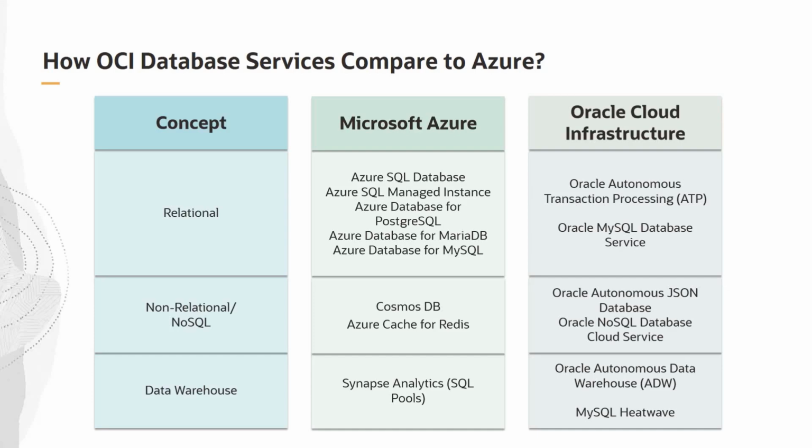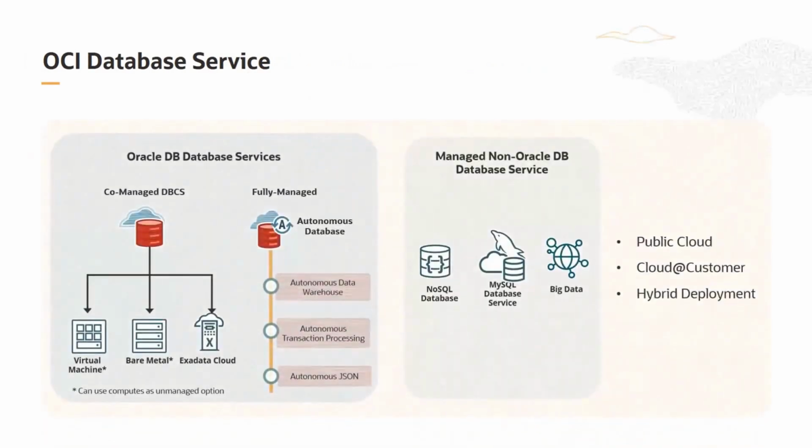OCI offers autonomous transaction processing, co-managed database cloud service, and MySQL database service. In the non-relational space, OCI has autonomous JSON database and NoSQL database cloud service. OCI also offers autonomous data warehouse and MySQL HeatWave. Now let's focus on the OCI database services.